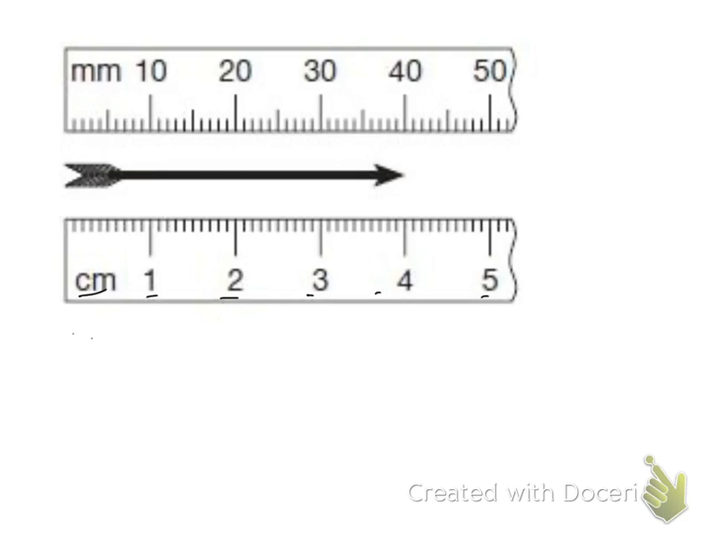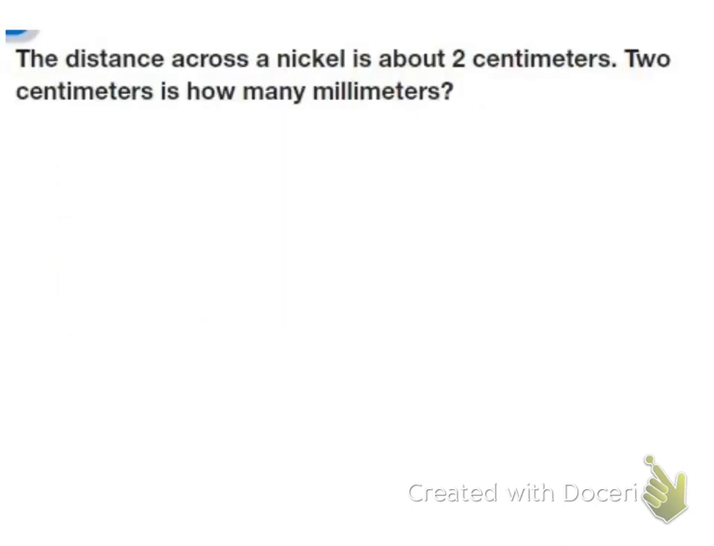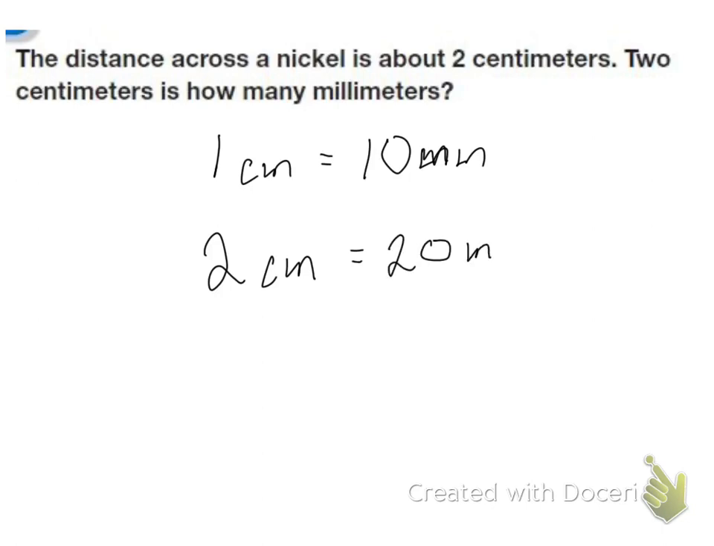Okay, so if we look, this arrow is 4 centimeters long, or we would say that it is 40 millimeters long. Okay. So this says the distance across a nickel is about 2 centimeters. 2 centimeters is how many millimeters? Well, I know that 1 centimeter equals 10 millimeters. Okay, so that means that 2 centimeters would equal 2 times 10, or 20 millimeters.